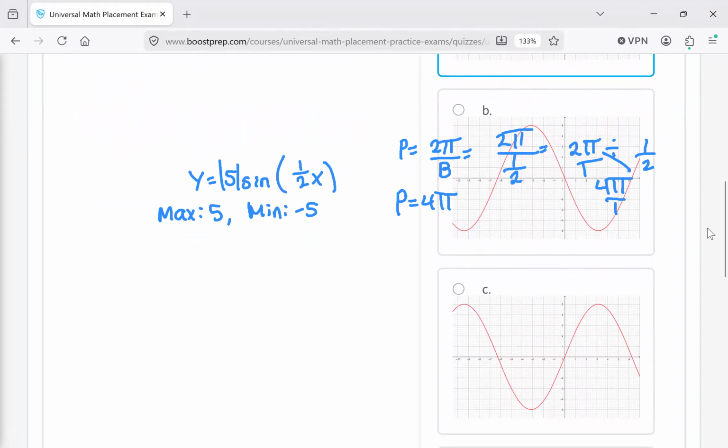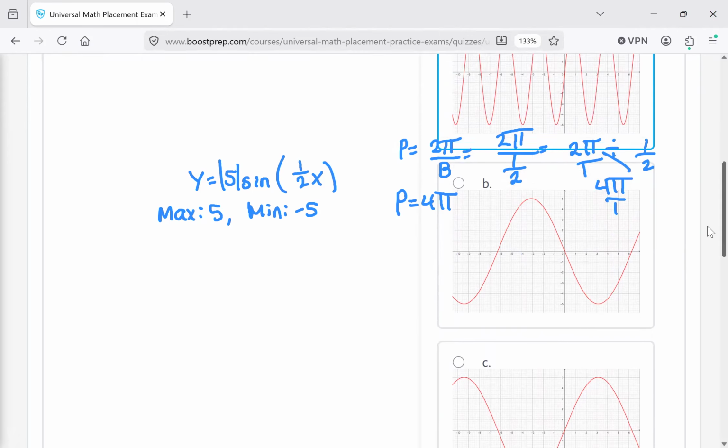It looks like maybe C. Double check. Yeah, because it has a max of 5, a minimum of -5, and a sine graph does go through the origin, and the period looks like it's 4 pi. So it's a max of 5, minimum of -5, and it goes through the origin, so yeah, I think this is the one.